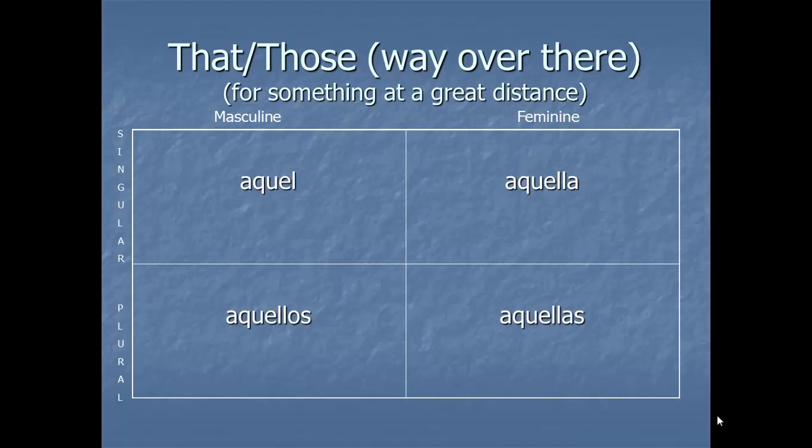So these look completely different. This is aquel for the masculine singular. For feminine singular, aquella, it's a double L, so we have to do the y sound, aquella. For plural masculine, again, it's a double L, so it's aquellos and aquellas. Okay, so that and those way over there. Another way to remember is that and those far away have the A. You start with an A. Hopefully some of these tricks will help you as we go along.